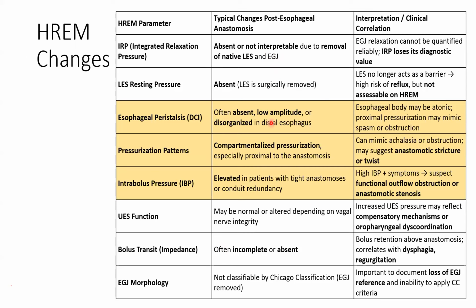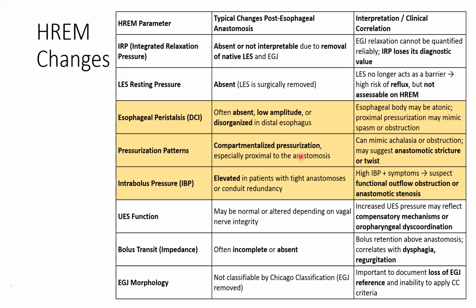The esophageal peristalsis may be absent or low amplitude, and you will expect it. Why you would expect a low DCI is because the LES is a valve, and an anastomosis is not. So you will not expect a higher DCI in these. In fact, it should come down.